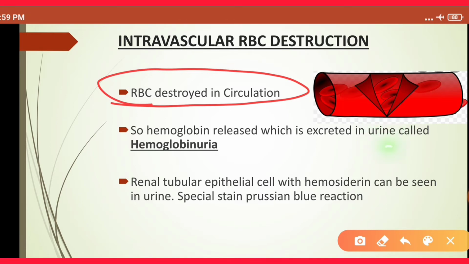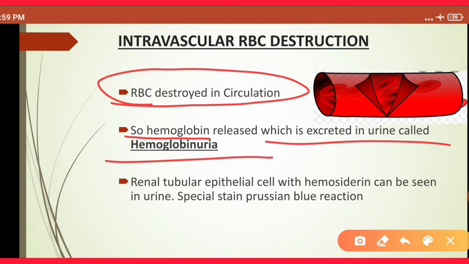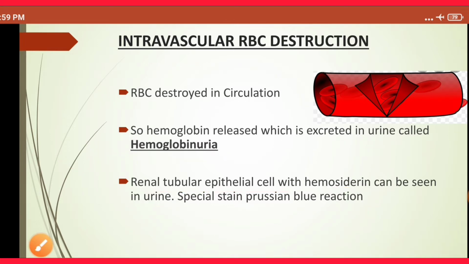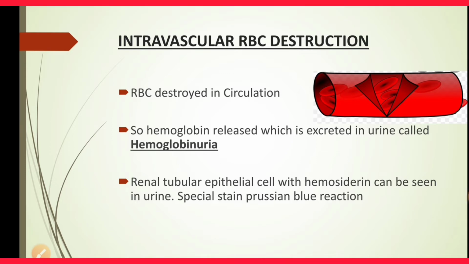Here the destroyed RBC will directly release the hemoglobin, and it will be filtered through the kidney and excreted in the urine. That is known as hemoglobinuria. So the hallmark of intravascular hemolysis is the presence of hemoglobinuria. And whenever you have long-standing hemoglobin, it can get converted into hemosiderin. So the renal tubular epithelial cells can be stained with hemosiderin, which can be detected in the urine as well. And the special stain for detection of hemosiderin is the Prussian blue reaction, which stains the hemosiderin blue. Alright, so guys, this is about intravascular hemolysis.